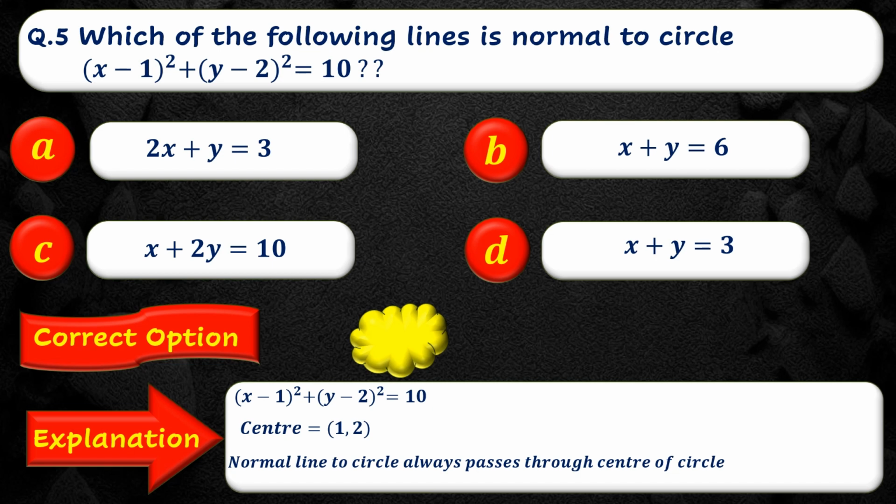Consider the line x plus y is equal to 3. Put x is equal to 1 and y is equal to 2 and we get 1 plus 2 is equal to 3 and we get 3 is equal to 3. Therefore, center satisfies the line x plus y is equal to 3. So, the center lies on x plus y is equal to 3. Therefore, x plus y is equal to 3 is equation of normal line. Therefore, the correct option is option D.